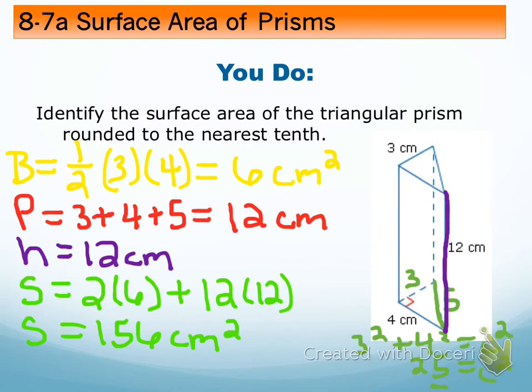So if you did this problem correctly, you should have gotten the surface area as being 156 centimeters squared. The area of the base would have been 6 centimeters squared. The perimeter would have been 12 centimeters. The height still 12. Plug that into the formula, twice the base plus the perimeter times the height, and that would have been 156 centimeters squared.